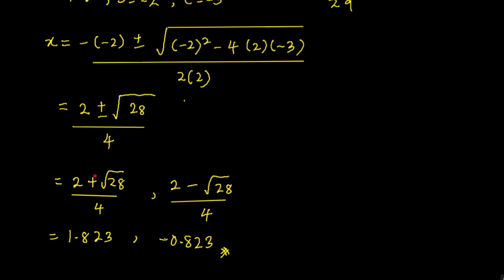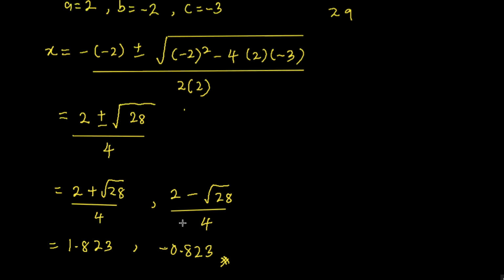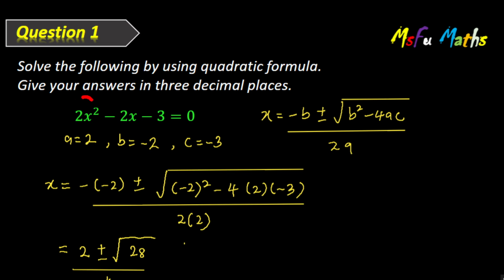Okay, the first one is positive and the second one is negative. That is why you have two values here. These values here will satisfy this equation. When you substitute this x into the equation, you will get 0. All right, so that's how you solve.